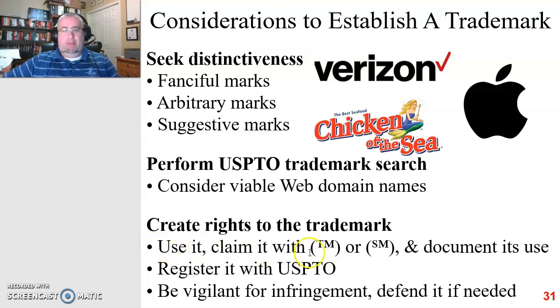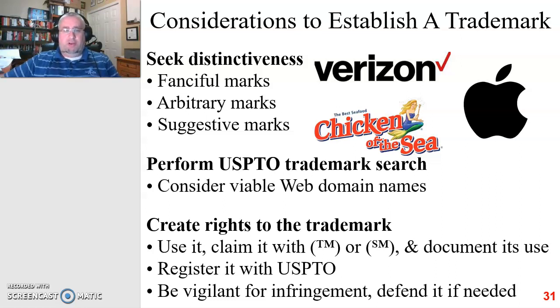Claim it by putting trademark or service mark on it, and document its use, day and time of its first use, and then take a screenshot of the first time that you used it in some sort of outward facing document. Keep the document and make sure that you're consistent and continuing to use the trademark symbol with that brand every single time that you use that brand in any sort of outward facing or advertising document of any kind.